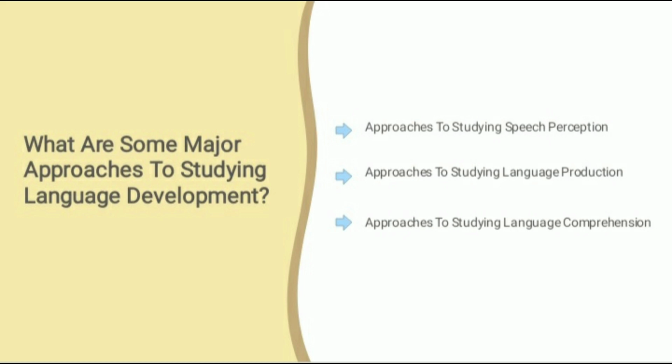The next, number 2 from the content, is what are some major approaches to studying language development. There are three parts, that is approaches to study speech perception, approaches to study language production, and then approaches to study language comprehension.